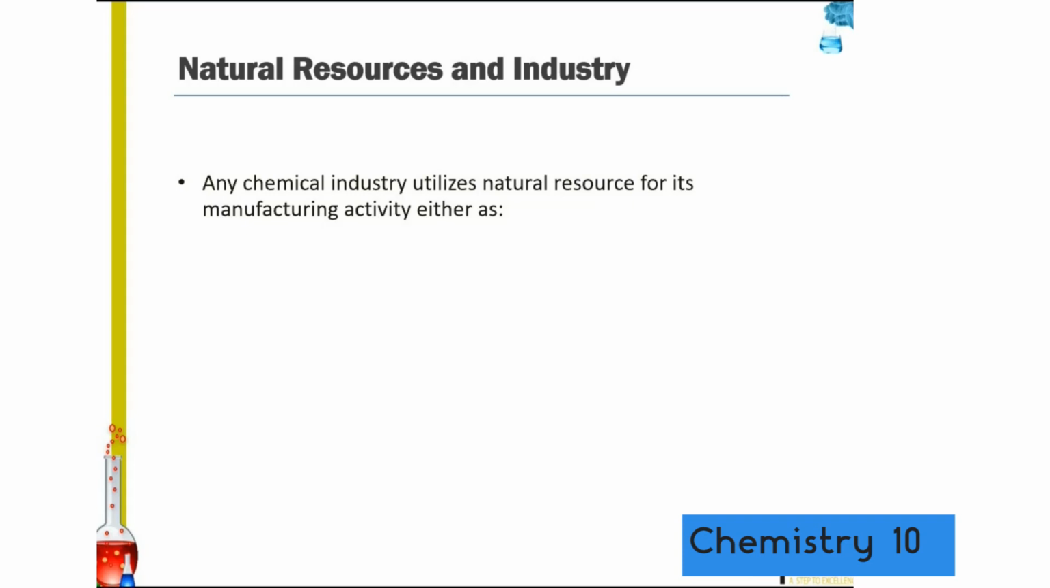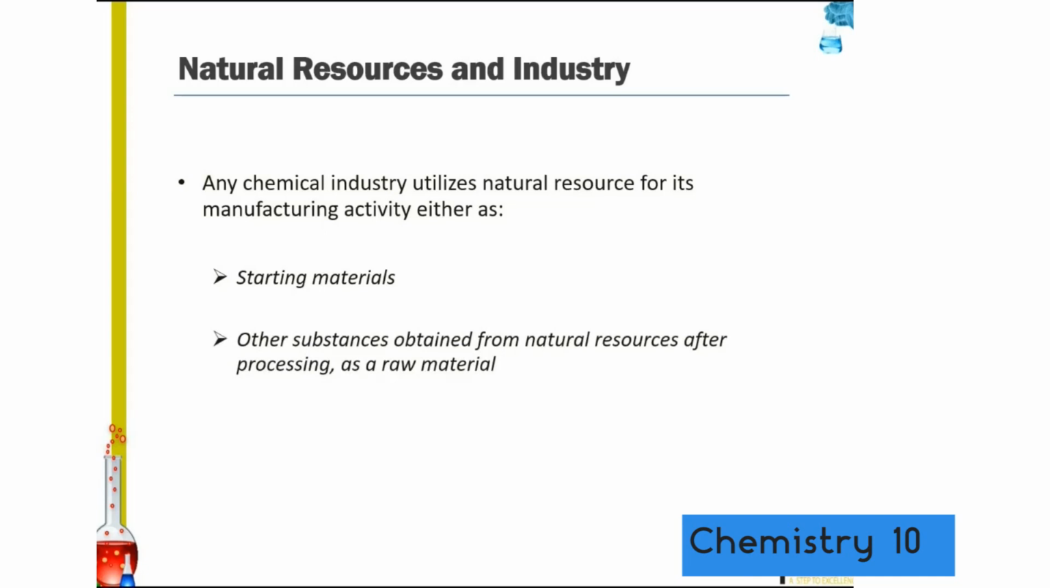Any chemical industry utilizes natural resources for its manufacturing activity either as starting materials or other substances obtained from natural resources after processing as a raw material.